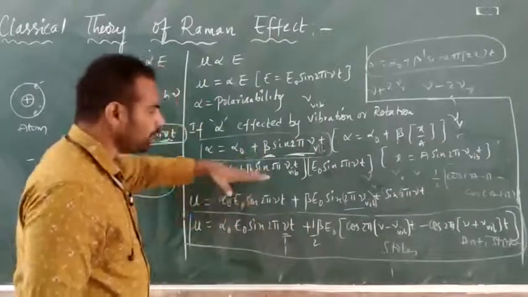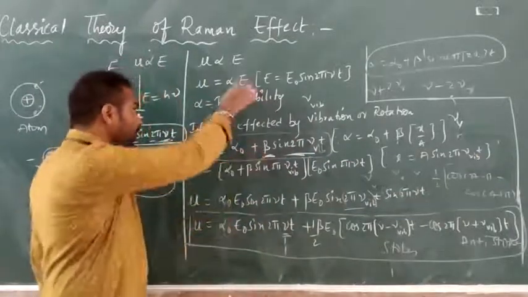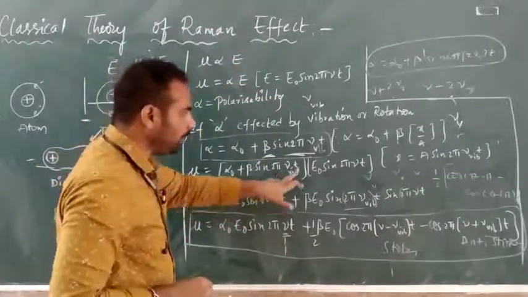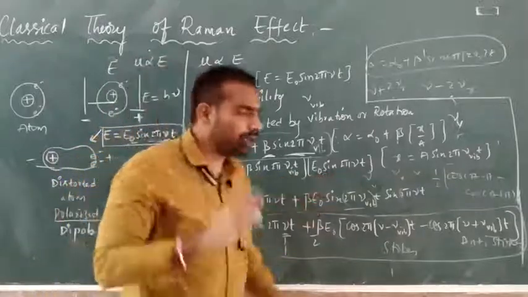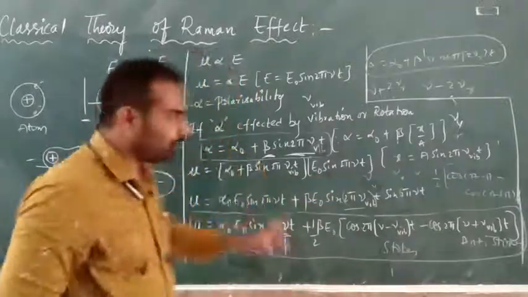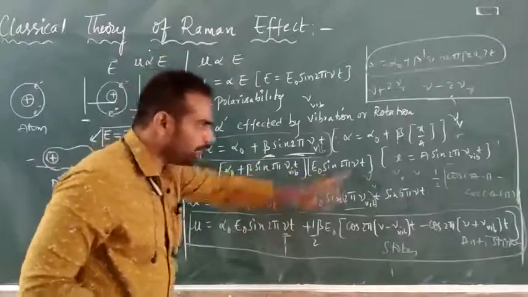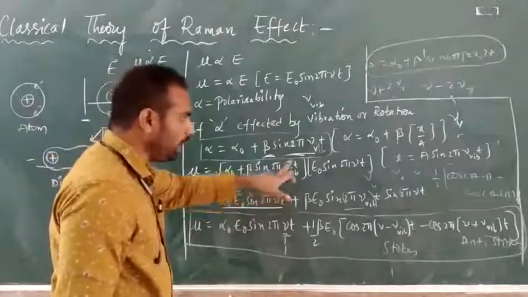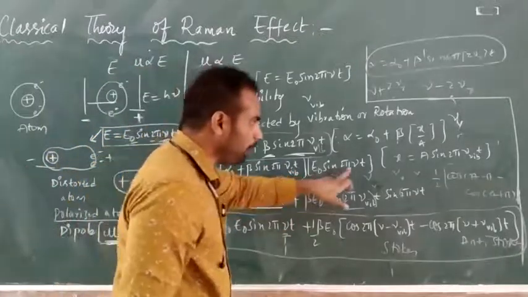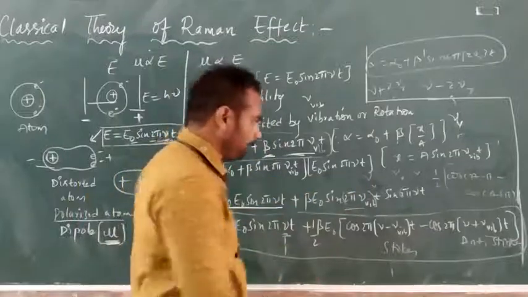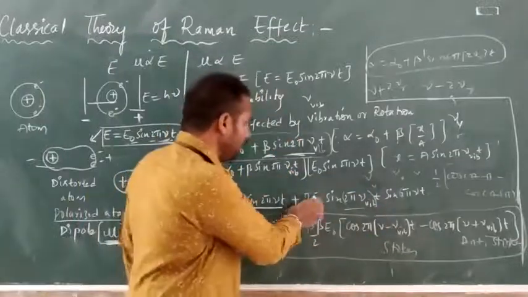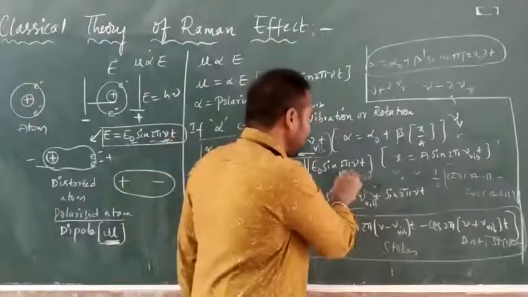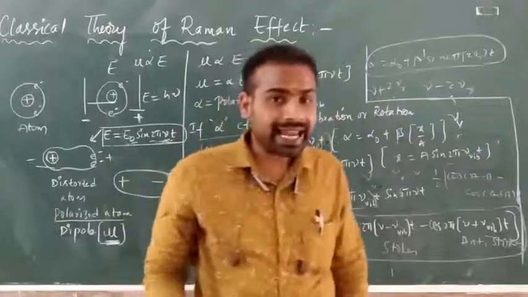Now what happens? Substitute this value in this expression: alpha naught plus beta sine 2 pi nu VIB into t, into E naught sine 2 pi nu into t. Multiply. What we will get? Alpha naught into E naught sine 2 pi nu t. This is the first term. And next, beta into sine 2 pi nu VIB into t, E naught sine 2 pi nu into t. Nu is the incident frequency. So now beta E naught sine 2 pi nu VIB into t, into sine 2 pi nu into t.